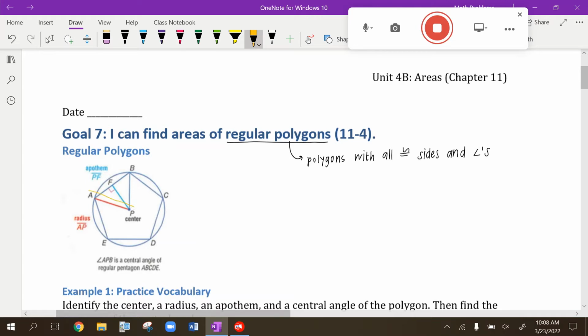Next is a radius. This is a radius of the circle. It goes from the center of the circle to a vertex of the polygon. AP is a radius of the polygon. For example, angle APB is a central angle. If we follow those letters in order, APB creates this angle. In order to find the measure of that central angle, you would want to do 360 degrees divided by n, the number of sides in the polygon.